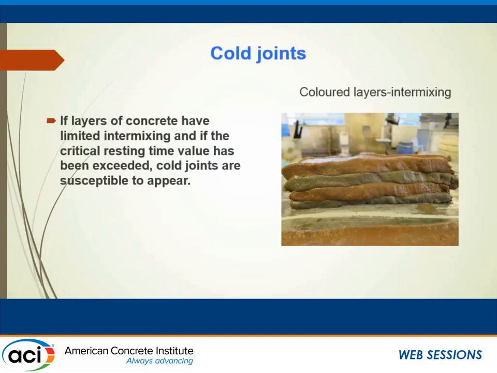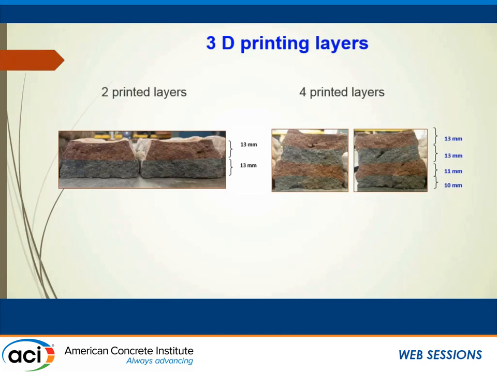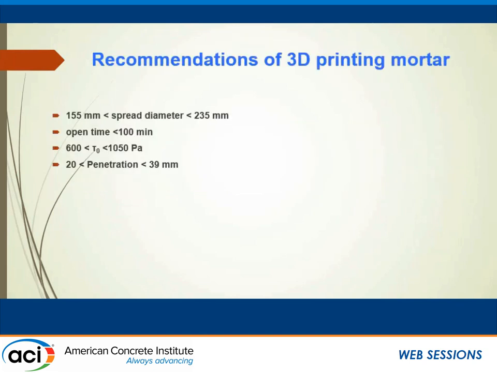Also, we cast different layers, different colors, to look at how it affects the height of our specimen. If we do two layers here, the height is almost the same, 13 and 13. When we cast four layers, you can see it is reduced from 13 to 10. That means the thixotropy and the yield stress over time are very important, as mentioned by some presenters before.